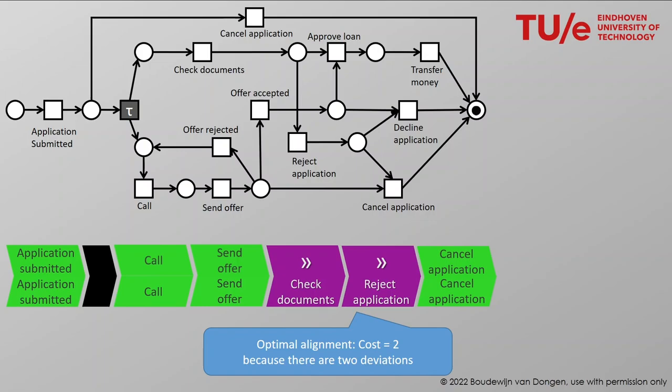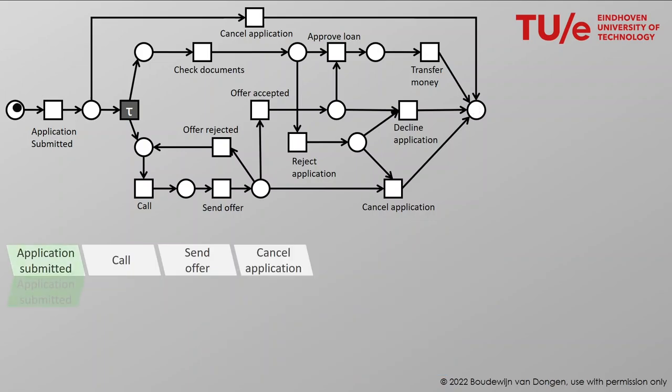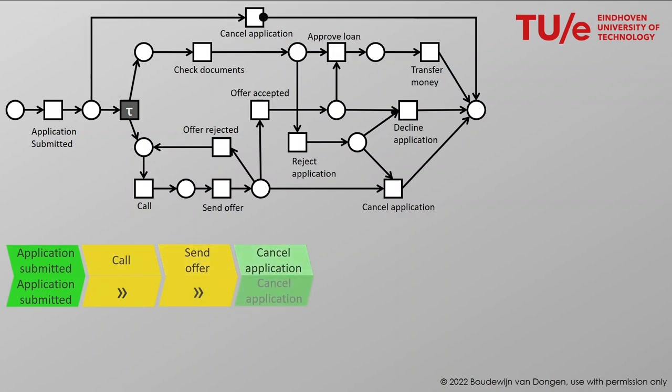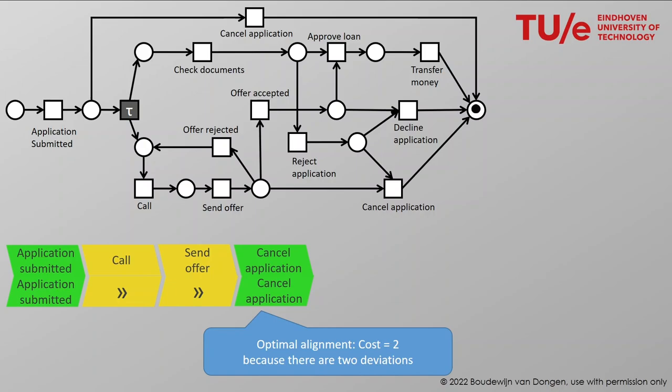But it's not the only one, because I can also do this. Application submitted. I did not call the customer. I also never sent him an offer, but I canceled the application. Yeah? Cost equals 2, optimal alignment. This is the explanation your child will give you if they broke something in the house. No, I did not do that. Yeah, I know you can see that it's in the log, but no, I did not do that, right?